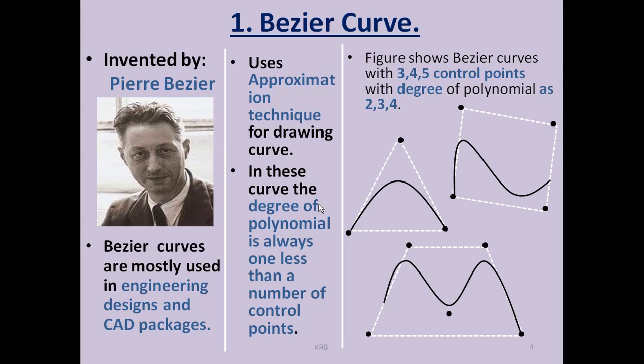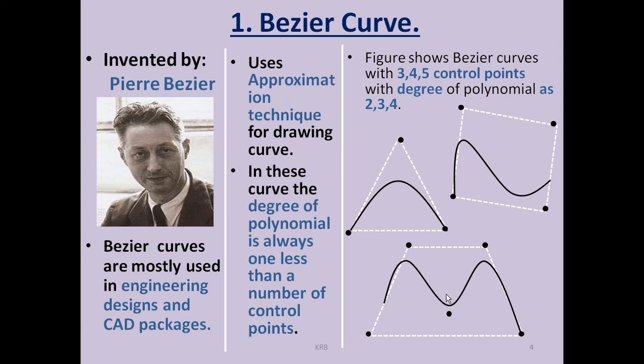As we have already gone through, spline curves, and now the Bezier curve, use an approximation technique for drawing the curve. In the Bezier curve, the degree of the polynomial function is always one less than the number of control points. As you can see in the figure on the screen, if for example in this shape we have 3 control points through which we want to draw the curve, then the degree of the polynomial function of this curve will be 2. Similarly, for the second figure, if the control points are 4, then the degree of the polynomial function will be 3. Similarly, if the control points are 5, then the degree of the polynomial function will be 4. So these were the basic concepts related to the Bezier curve.